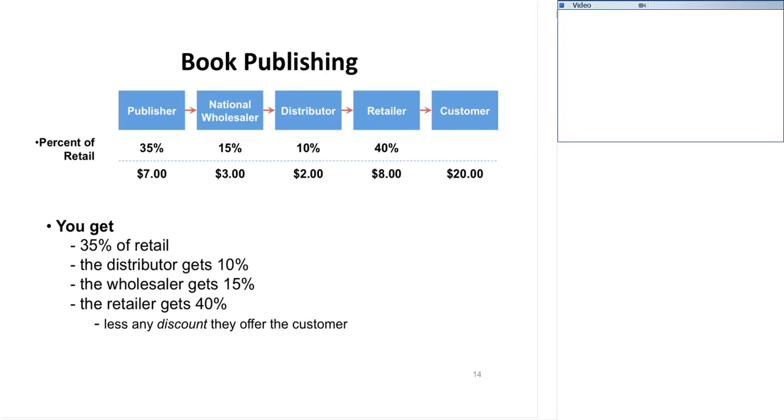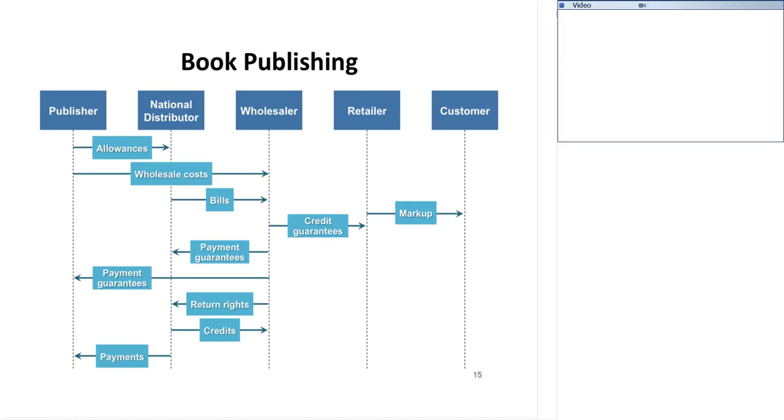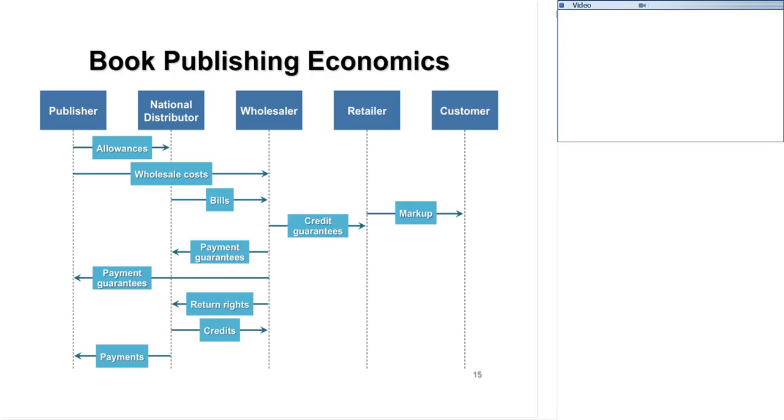If you read down to the bottom of the slide, you'll see "less any discount they offer the customer." Let's dive one layer down into that. Aha. Wait a minute. It's just gotten more complicated. So let's talk about the actual economics of book publishing.